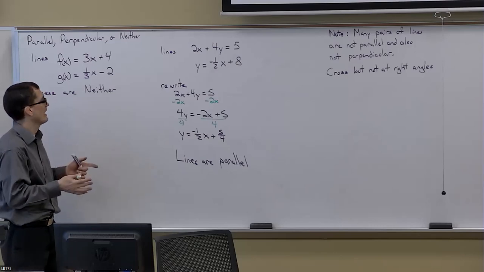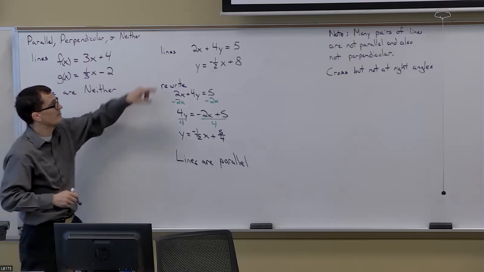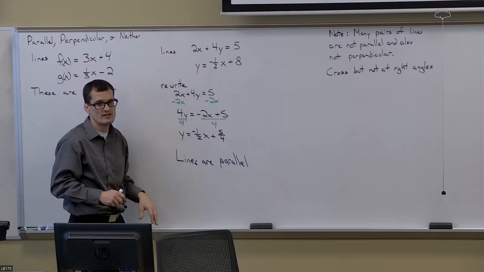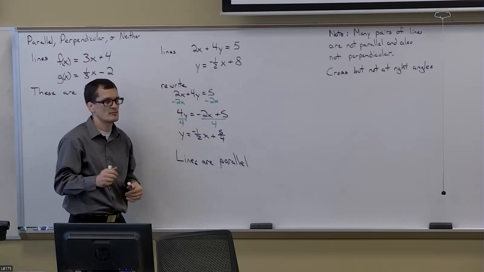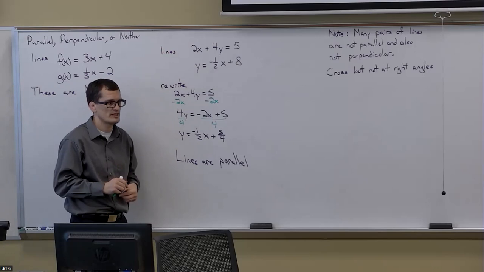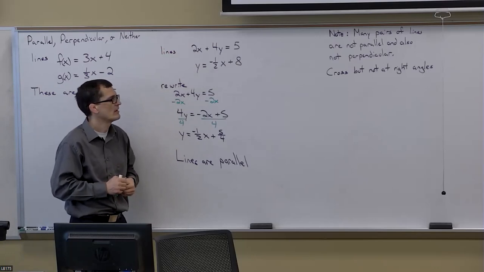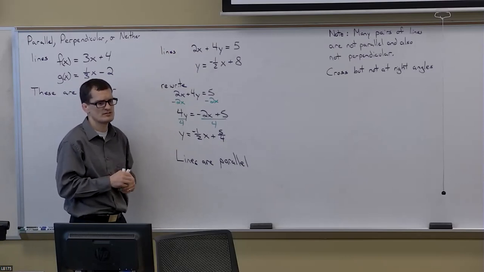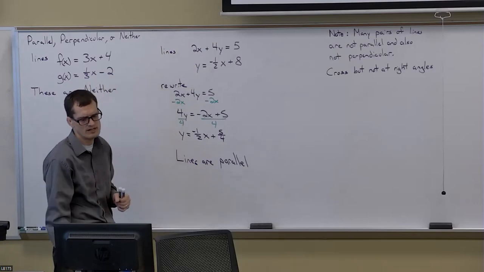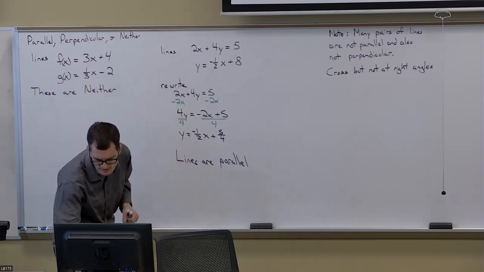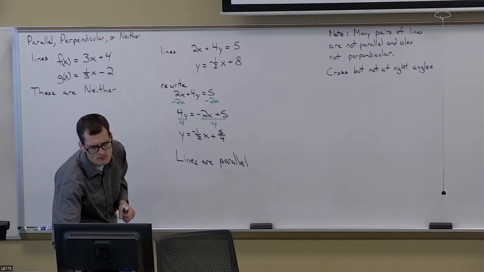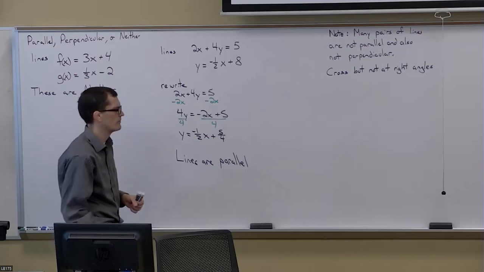So you can identify lines, even if they're not already in slope-intercept form, just put them in slope-intercept form, and then it's easy: oh yeah, those are parallel, oh yeah, those are perpendicular, oh yeah, those are neither. Any questions about identifying parallel lines, perpendicular lines, or lines that are neither? Good.